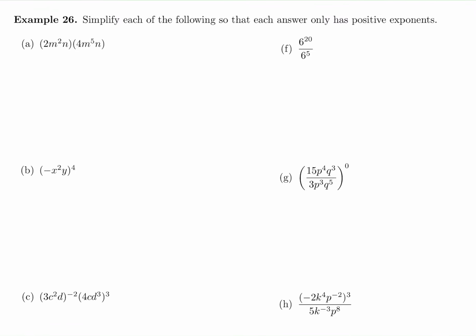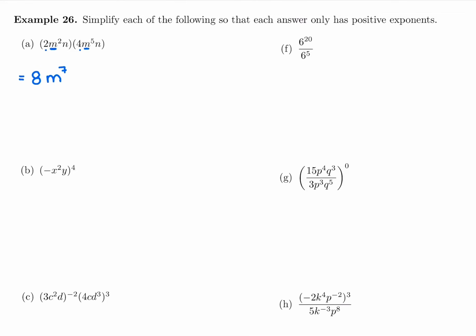Here we're going to simplify each of the following so that the answer only has positive exponents. Looking at this first example, we have 2 times 4, regular multiplication, 2 times 4 is 8. Then multiplying bases means adding powers. So m to the 2 times m to the 5, 2 plus 5 is going to make it m to the 7.